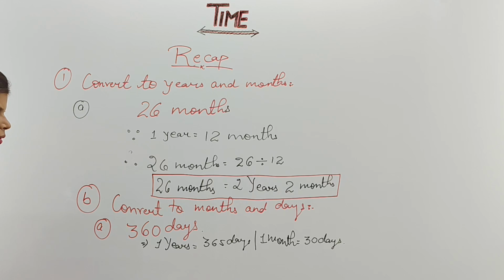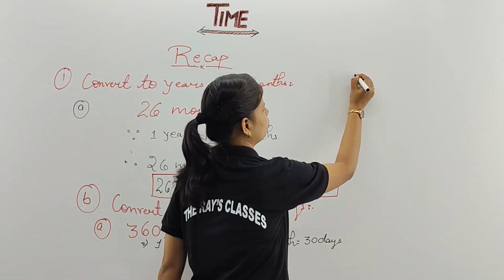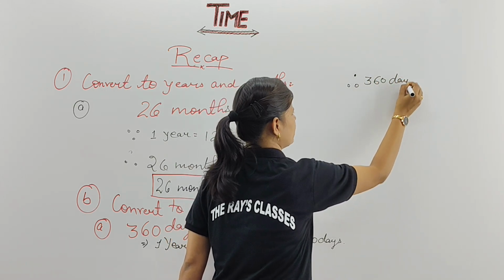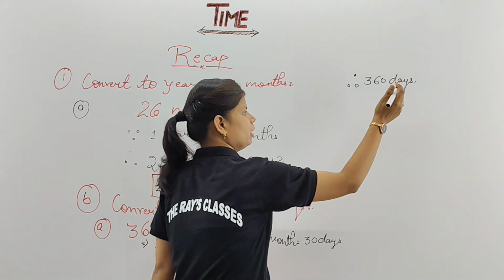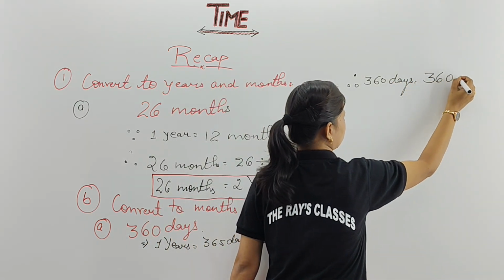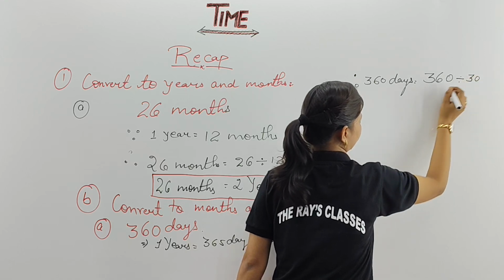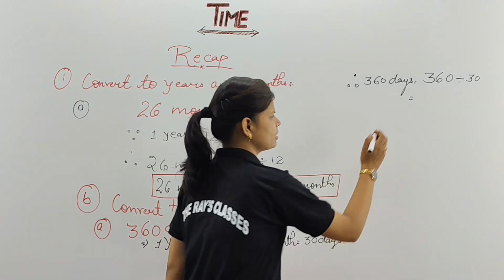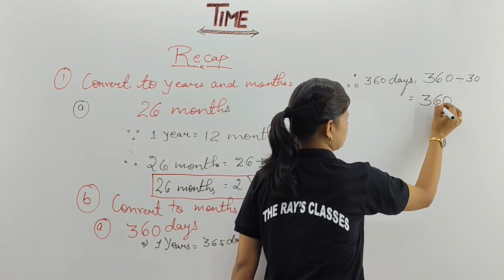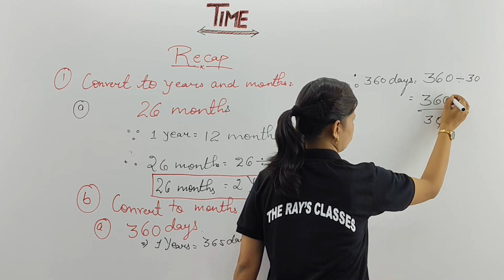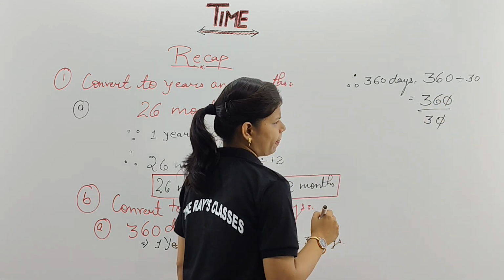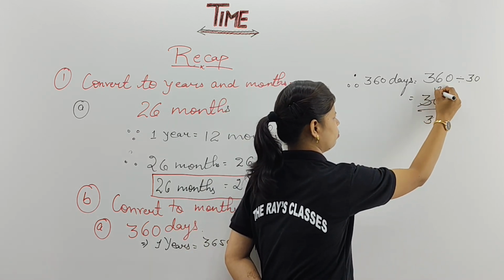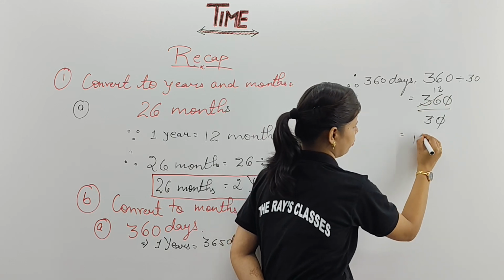So what you are going to do is divide. Therefore 360 days will be equal to 360 divided by 30. Can you guess the answer? This can be written as 360 upon 30. Now this 0 is going to cancel with this 0, and in the table of 3, 36 comes how many times? 3 ones are 3, 3 twos are 6. You get the answer 12.